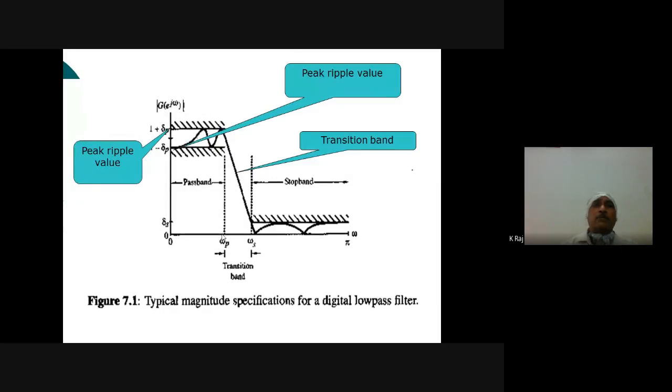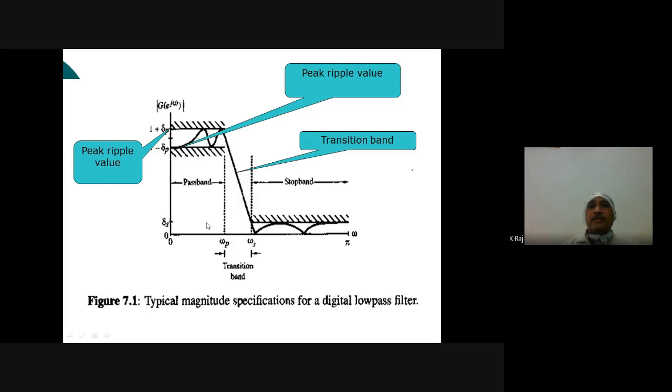And as we know, if we consider here the graph, the typical magnitude specifications for a digital low pass filter, then we will find that the ideal low pass filter looks something like this. That is, it has a pass band gain of 1, and at the pass band edge frequency it suddenly drops to 0.